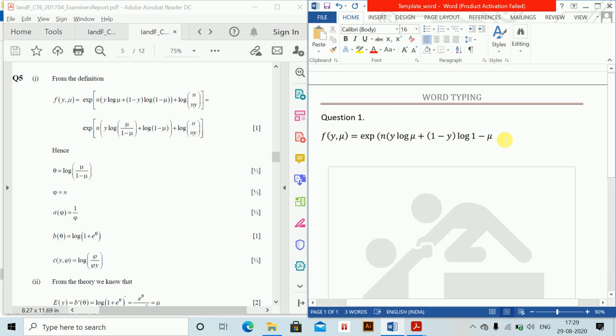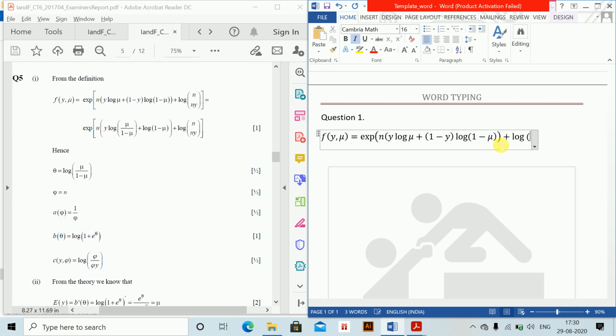Here there will be a bracket, and then one more bracket closing for this, and then one more bracket for the final one, and then plus log of n choose ny. See how to write n choose ny: n backslash atop, and then you write ny. Don't give space first. This is how you write this, atop, and brackets close.